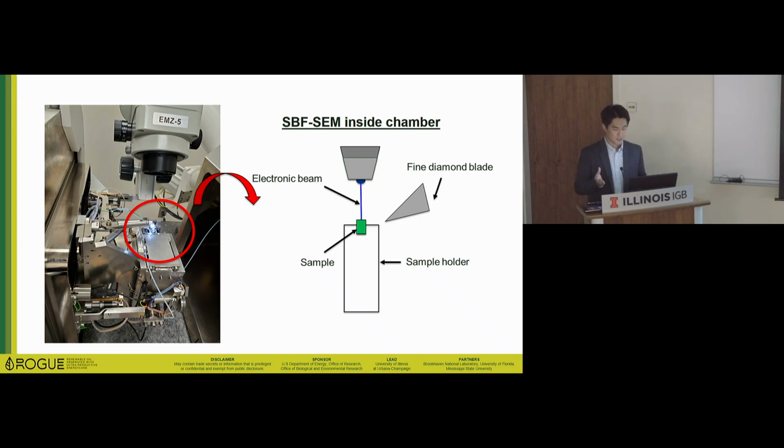So how does the SBF-SEM work? Inside the SBF-SEM, the blade repeatedly cuts the sample, and then images are captured by the SEM. The SBF-SEM can provide hundreds of high resolution two-dimensional images that are ultimately used for constructing the 3D image.